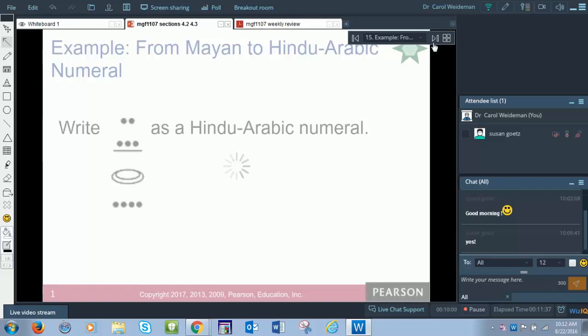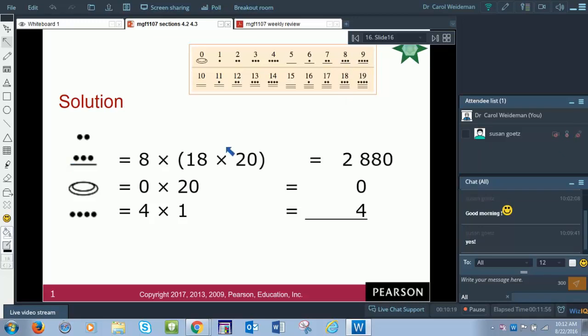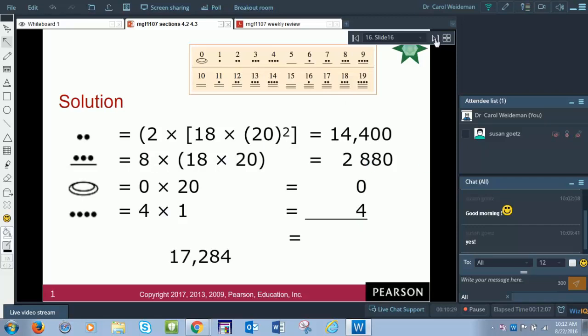So remember, we work from the bottom up. So we're going to start down here, and this is going to be 4 times 1. Then we go up, and we notice a 0, so here we have nothing in that next spot, 0 times 20. Then we go up here and we've got 8 times 18 times 20. Then we go up here and we have a 2, and remember the pattern, 2 times 18 times 20 squared. And then we add everything up.